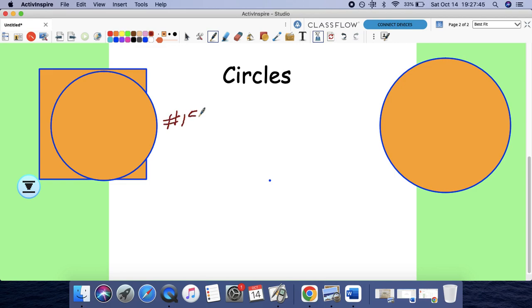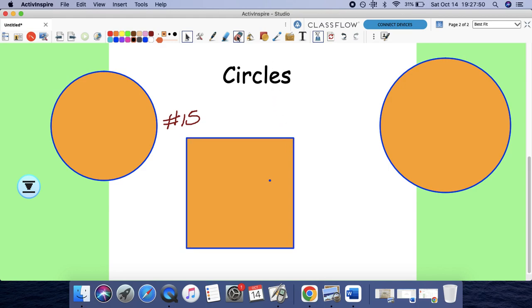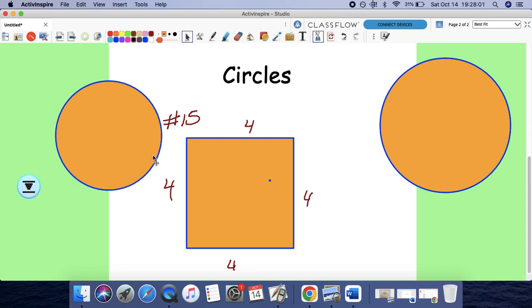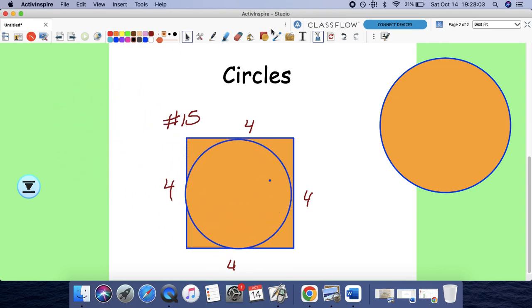15. We have a square. Side length is 4. So this is 4, that's 4, that's 4, that's 4. A circle is centered. I guess that circle is in there, with a radius of 2, of course, right? So this is 2. That makes sense. To the nearest hundredth, what is the area of the section of the circle that is inside the square?